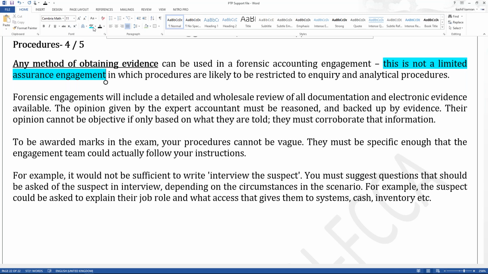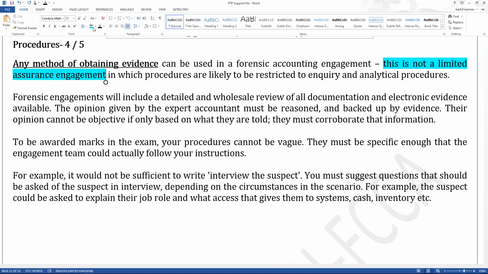So any method of obtaining evidence can be used. I hope you know the methods of obtaining evidence from your F8 paper: inquiry, inspection, observation, recalculation, reperformance, confirmation letter, analytical procedures. I hope you know the list of procedures you used to do in the AA paper, right? Okay, good. So can we perform any procedure in forensic, or are the procedures limited? We can perform any, right?